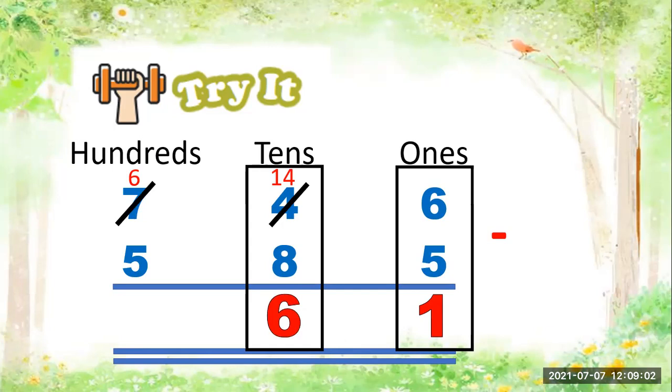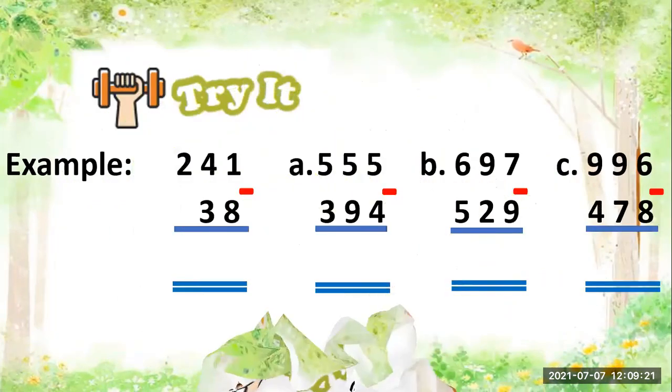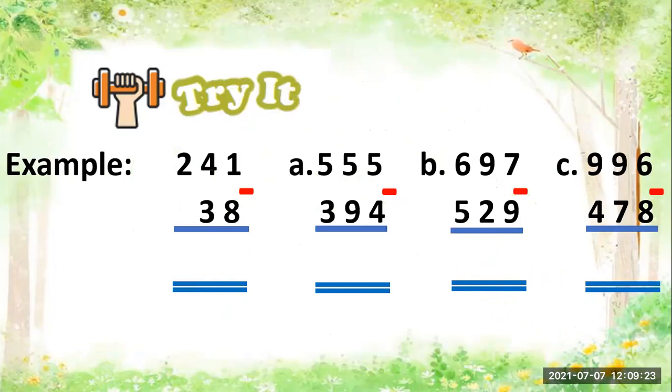So 14 tens minus 8 tens is equal to 6 tens. Okay, now here we will proceed to the hundreds place. 6 hundreds minus 5 hundreds is equal to 100, right? It's very easy. Now, here we go. More examples. Okay, we will learn more examples.